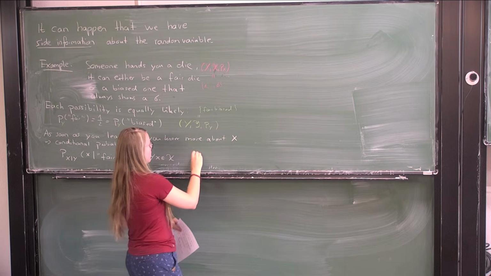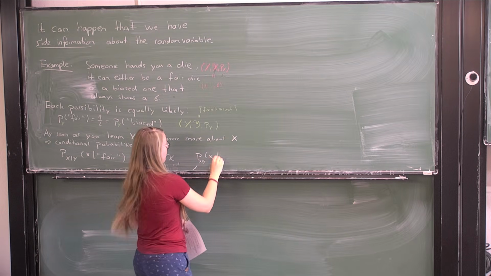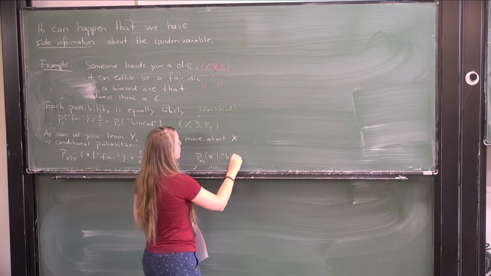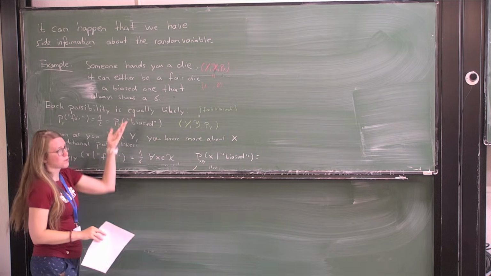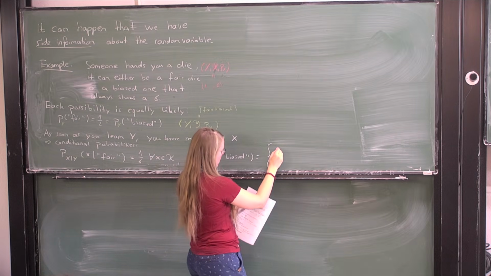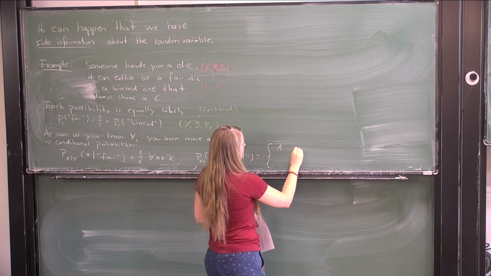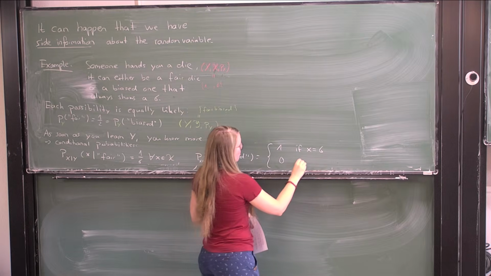And in contrast, the probability distribution, if I have the biased die, it's biased such that it always shows a 6, well then the probability distribution is a bit different. Probability is 1 for 6 and 0 else.